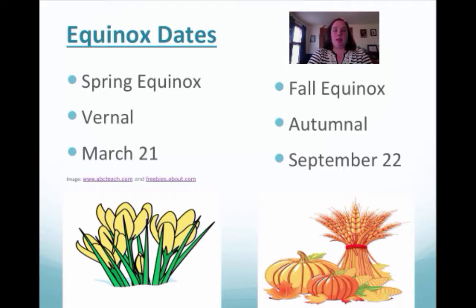The equinox dates, there are two. We have one in the spring, and if you want the fancy term for spring, it's called the vernal, and that one is on March 21st, so that one just went by for us here. And then you have the fall equinox, and again, the fancy term for that is autumnal, and that's going to be on September 22nd.